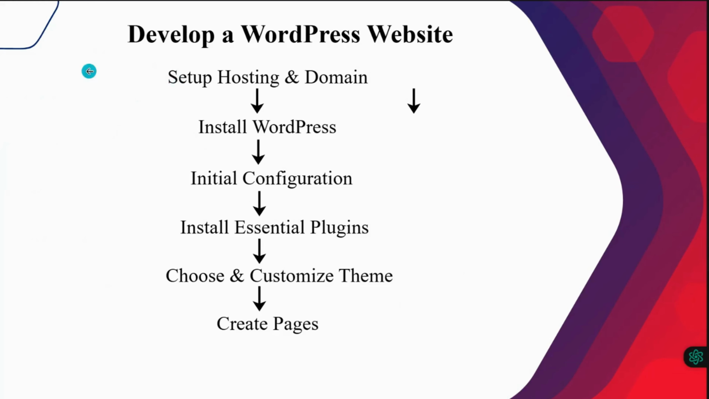First, you have to develop the WordPress site: set up hosting and domains. First of all, you can use Hostinger or GoDaddy to buy a domain, and next you go to the script installer to install the WordPress site, do the initial configurations and install essential plugins. Some latest plugins will be updated when you install the plugins.